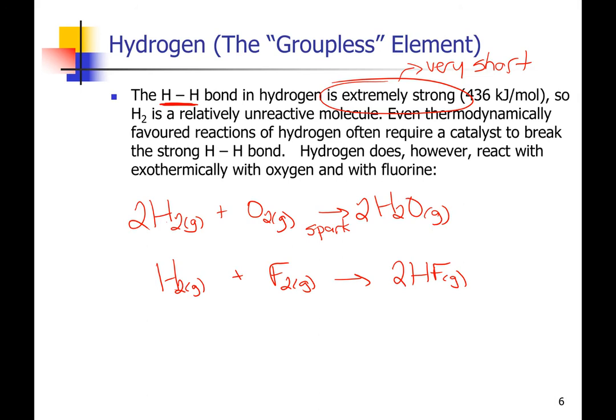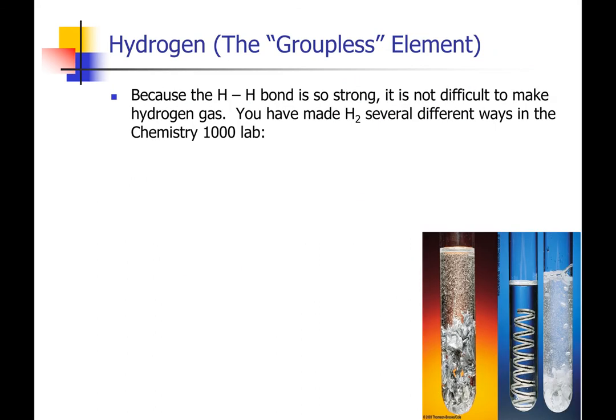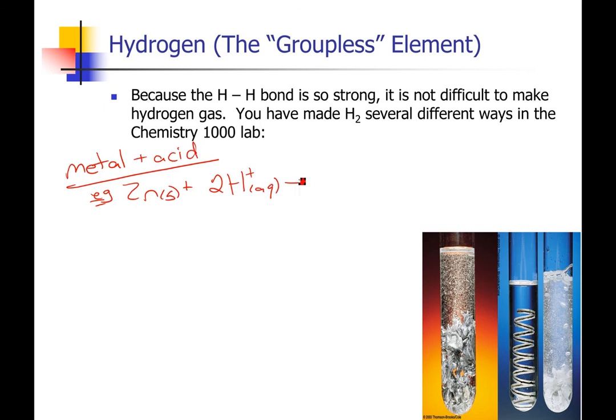On the other hand, making hydrogen is quite easy. And you've seen how to make hydrogen in the lab in several different ways already this semester. You've seen that if you take a metal and react it with an acid, you make hydrogen gas. For example, you take zinc metal and react it with aqueous acid of some sort, you get zinc cations and hydrogen gas.